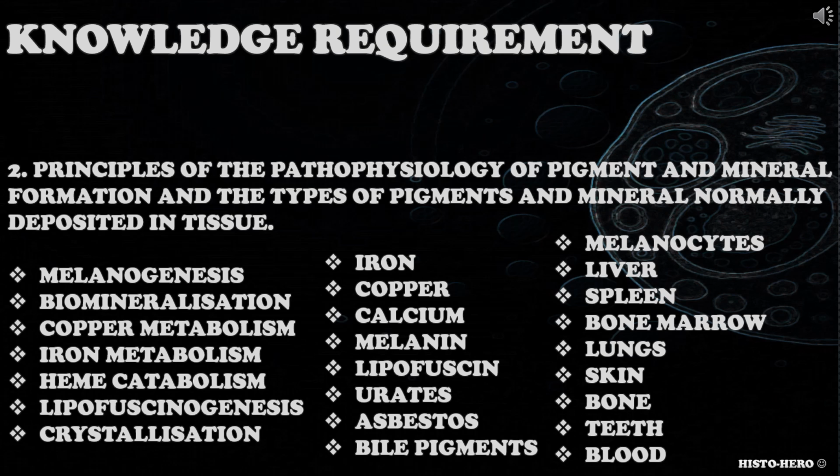Consider their formation via melanogenesis, biomineralization, iron and copper metabolism, heme catabolism during bile pigment formation, lipofuscinogenesis, crystallization and urate formation. Consider deposition in tissue like skin melanocytes, liver, spleen and bone marrow, lungs, bones and teeth, blood, biliary tract where pigments and minerals can be deposited.